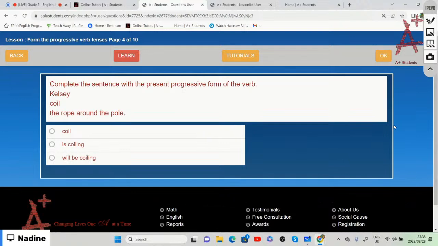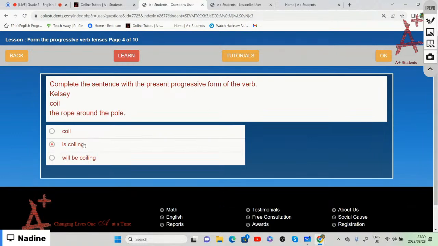Kelsey coiled the rope around the pole. We need to complete the sentence with the present progressive form of verb tense. Present. Is it coil, is coiling, or will be coiling? The present progressive form of the verb. Kelsey coil, is coiling, or will be coiling the rope around the pole.